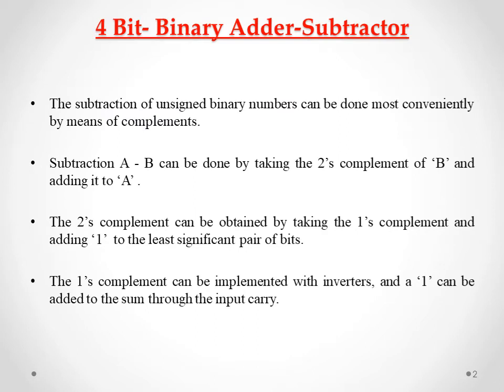Generally, subtraction can be performed with the 2's complement method. The 2's complement can be obtained by taking the 1's complement and adding 1 to the least significant bit. The 1's complement can be implemented with inverters, and 1 can be added to the sum through the input carry. Then subtraction of unsigned binary numbers can be done easily with the complement method.